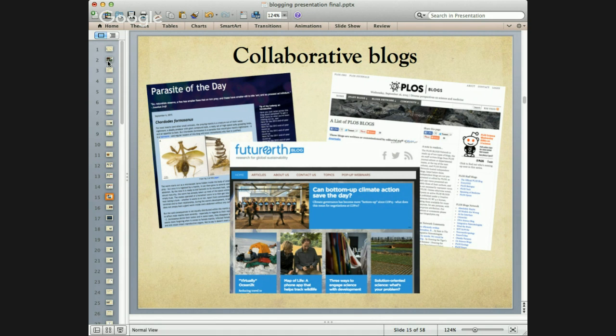Some journals like PLOS have blogs as well, and you can be invited to contribute to those. And of course, putting on here Future Earth, something that we'll be talking a bit about later, but we are looking for content from across the sustainability sphere, and so this could be seen as a collaborative blog venture as well.